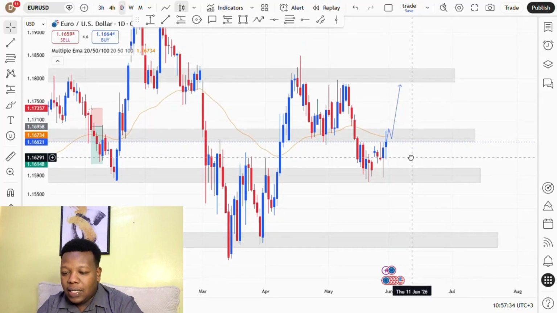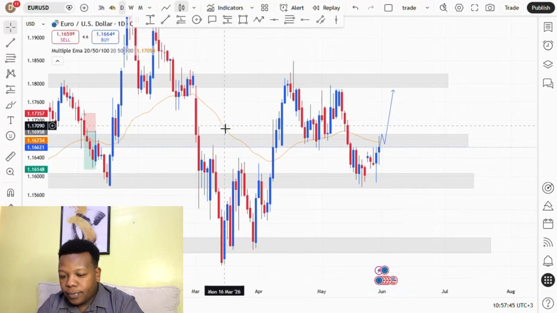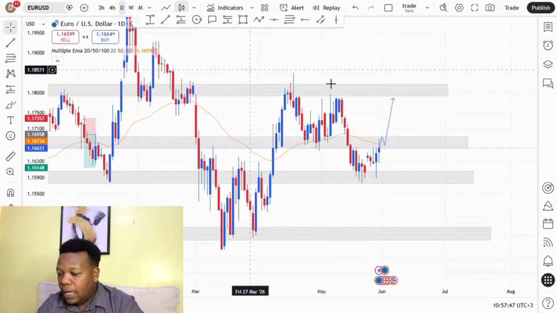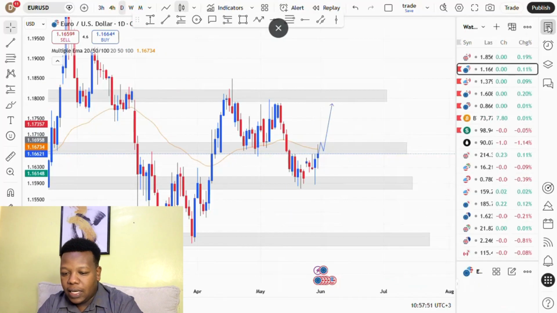And in case the market doesn't come to you and meet your rules, you don't take that trade. That's for the case of the Euro USD. I'll be looking more at the potential of taking buys. In case it doesn't play out as I'm expecting, I won't be taking that trade.